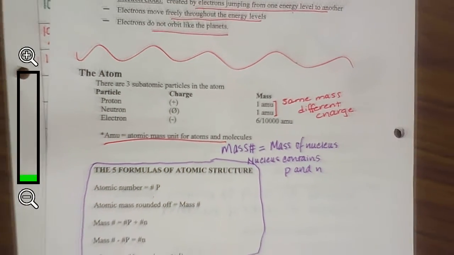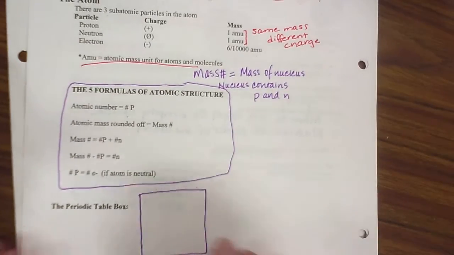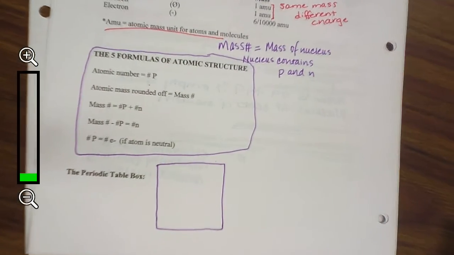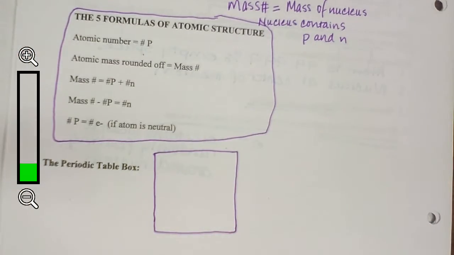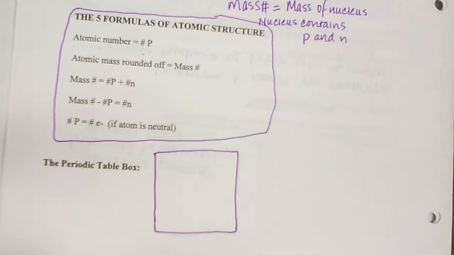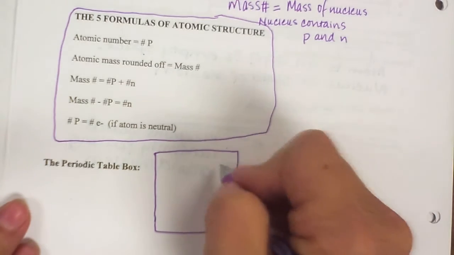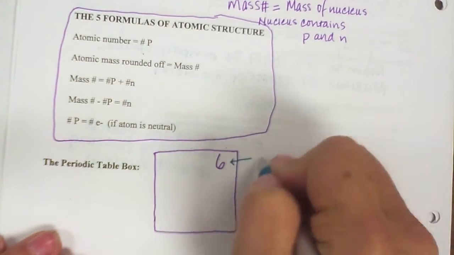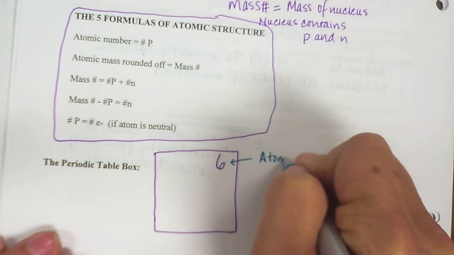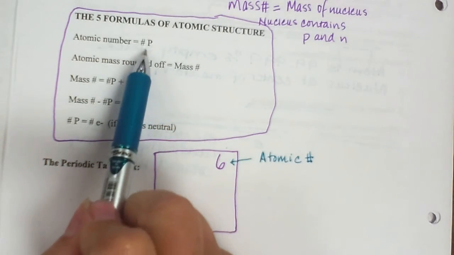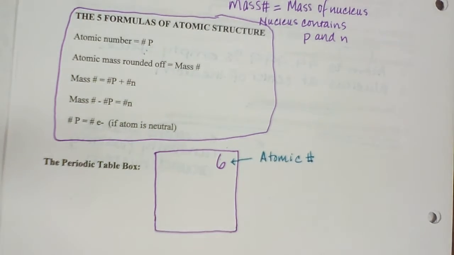So the periodic table box that I'm going to draw is carbon. So the first thing I'm going to do is atomic number, and I'm going to draw my atomic number here, which is going to be 6 for carbon. So let's label that. This is going to be the atomic number. And the atomic number for carbon, 6, is also the number of protons.